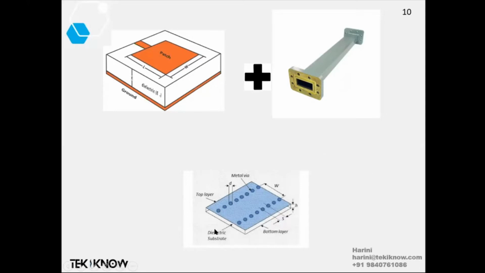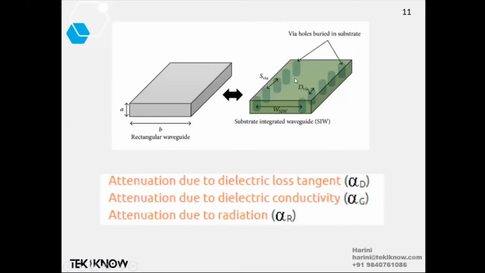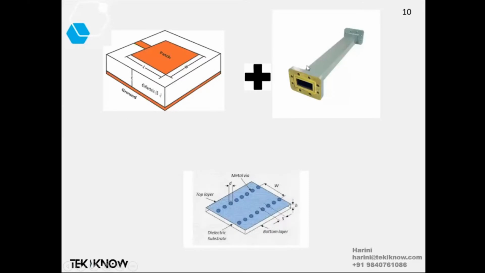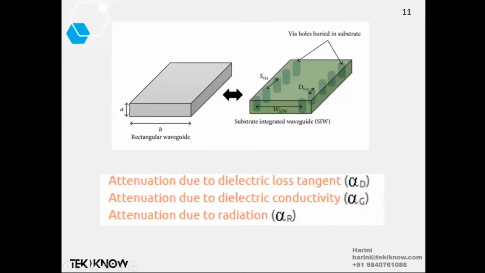You can see here, the same dielectric material at the center, the ground plane is a conductor, and the top layer is also a conductor. What is this one? These holes are buried in this patch. If you place the holes buried in this patch as side walls, it becomes an SIW. Just some brief introduction about it.